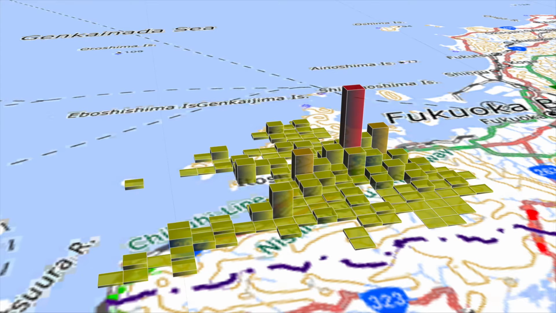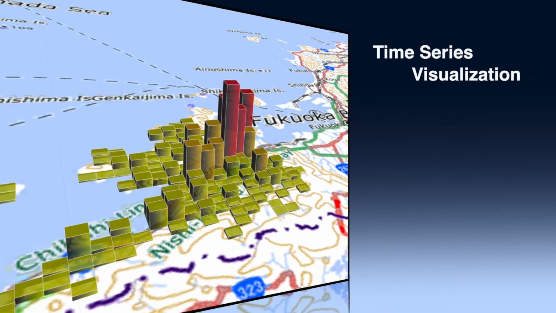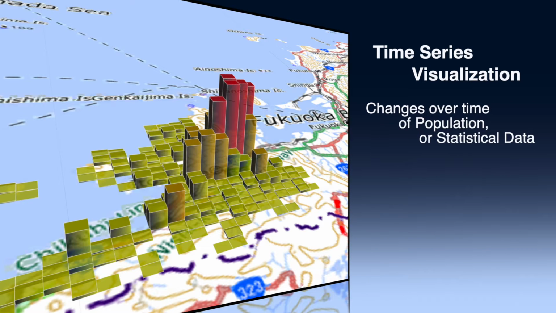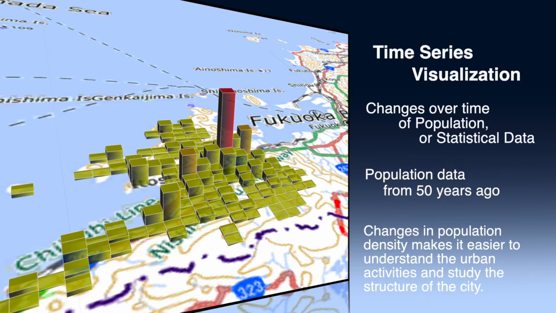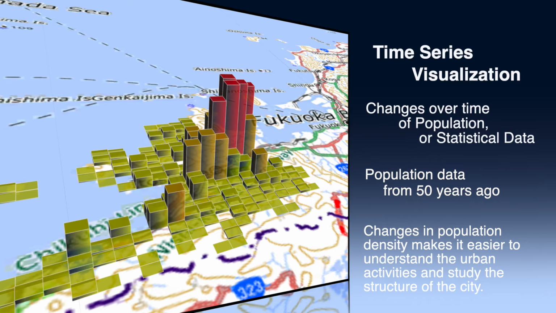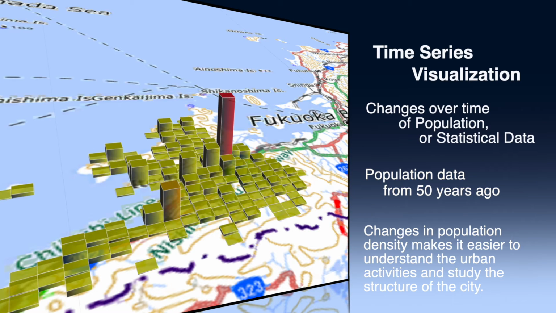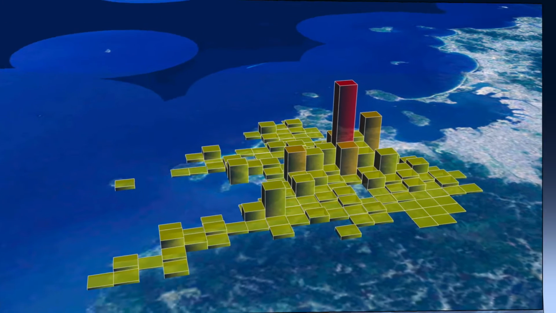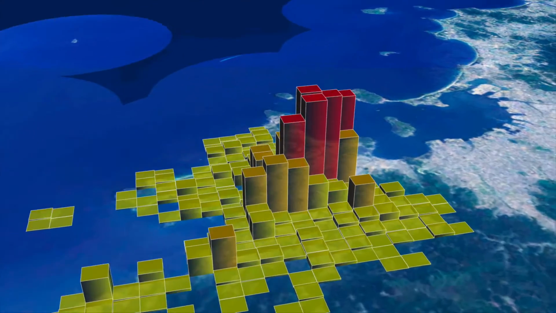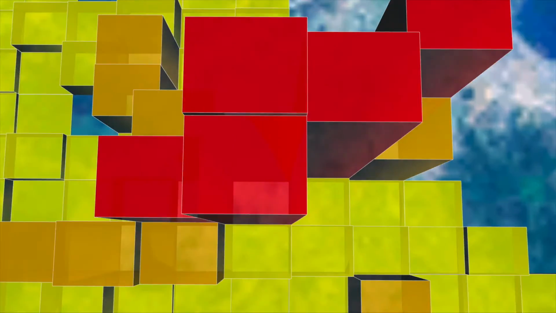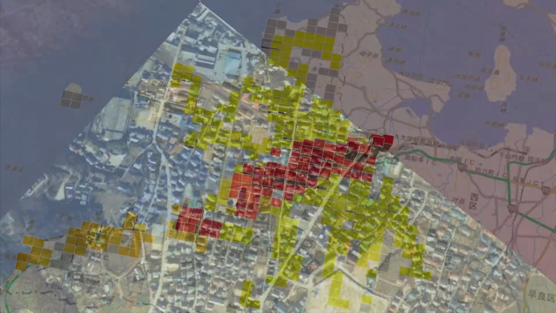A good point on statistical data is that the data is collected regularly, like every 5 or 10 years. Now, this movie shows the population change over time in the last 50 years. The color and height show the population. Also, a red and high grid means a large population. Finding these changes over time is very useful for future city planning.